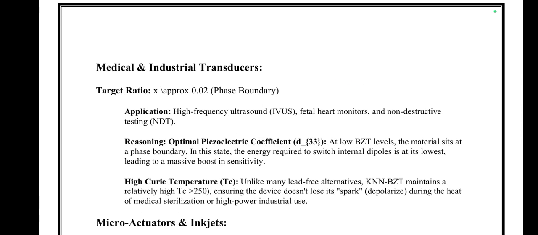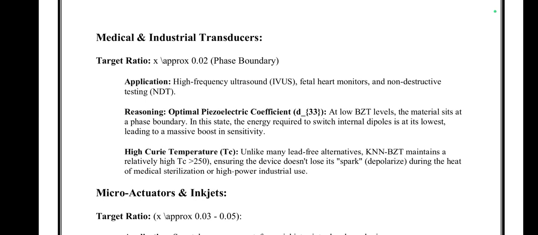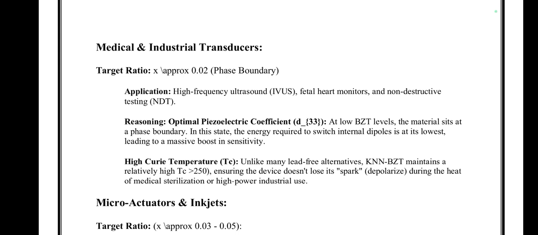If we talk about medical and industrial transducers, then its ratio of KNN-BCT is approximately 0.02 X when the BCT component is used. In medical and industrial transducers, KNN-BCT is used for high frequency ultrasound, vital heart monitors, and non-destructive testing. Due to the optimal piezoelectric coefficient and high Curie temperature, KNN-BCT material is used in medical and industrial transducers.